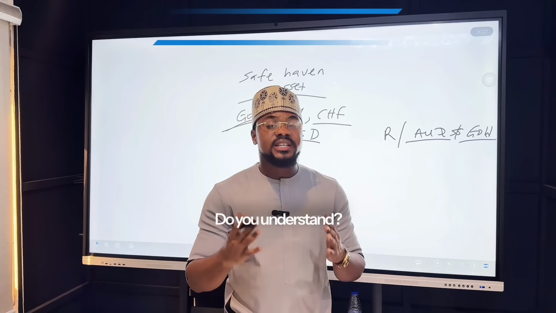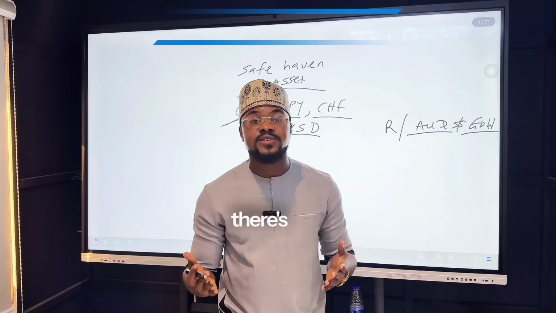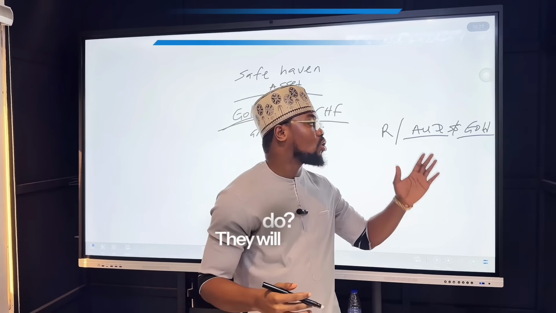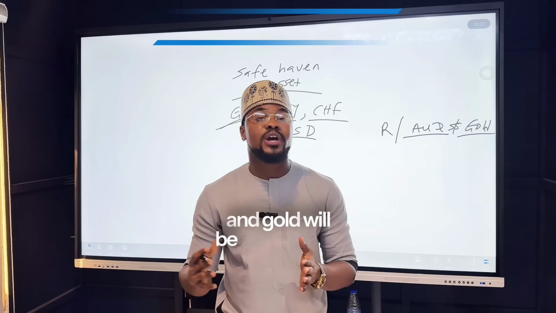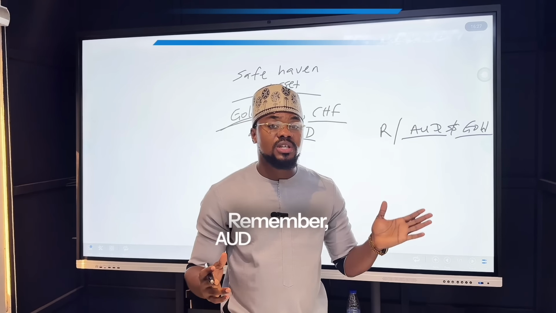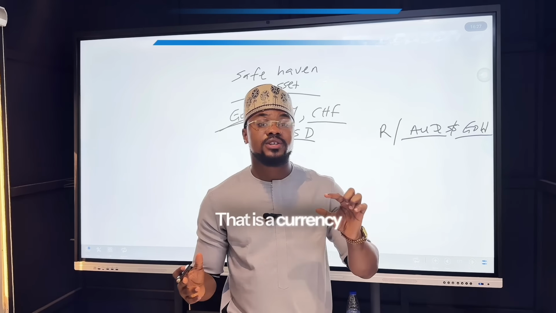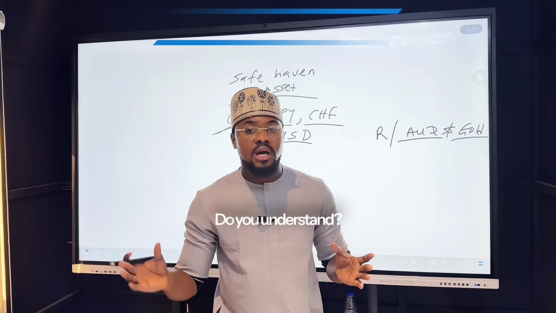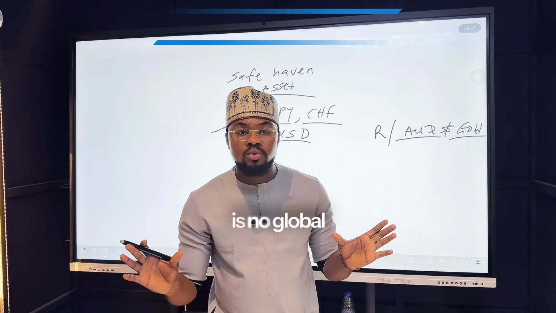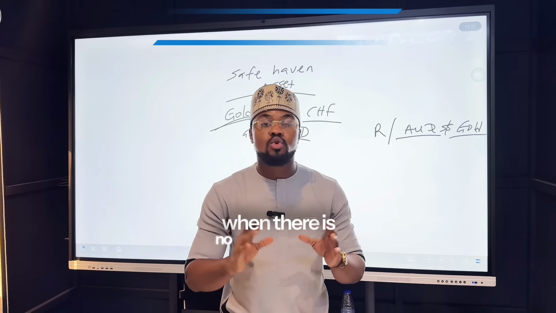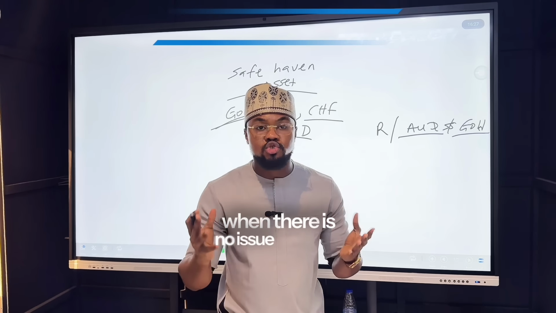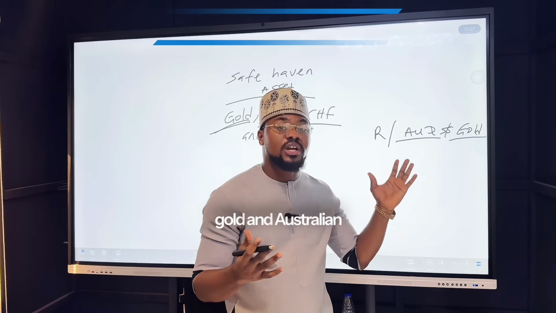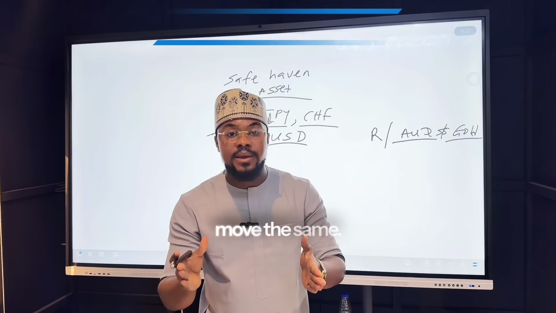Do you understand? In a situation where there's panic, fear, anxiety, uncertainty, what will investors do? They'll convert their money to gold, and gold will be very volatile. Remember, AUD is the Australian dollar. That is the currency of an economy. You don't expect it to be as volatile as gold. Do you understand? But when there's no global economic factor, no global challenges, no issue affecting the world, gold and the Australian dollar move the same.